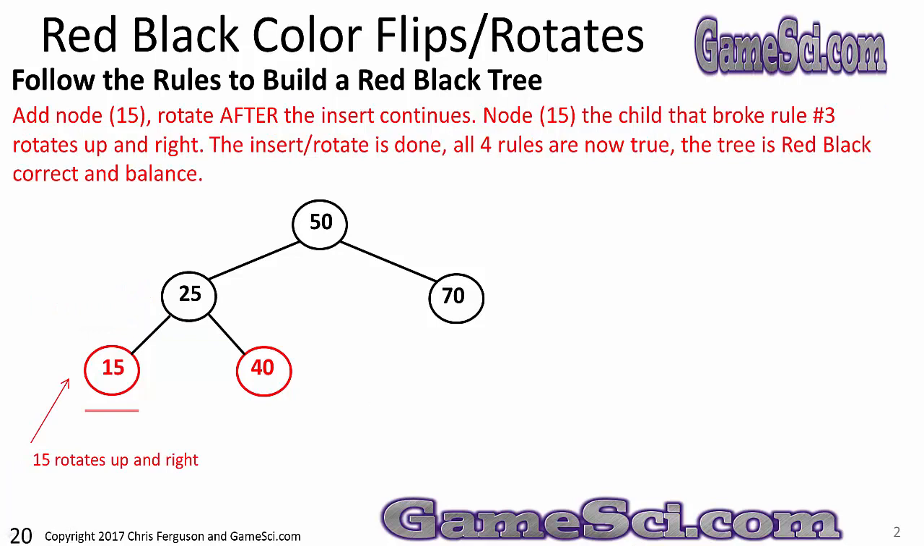Still adding node 15. Rotate after the insert continues. Node 15, the child that broke rule number 3, rotates up and to the right. The insert rotate is done. All 4 rules are now true on this tree. It is red-black tree correct and balanced.